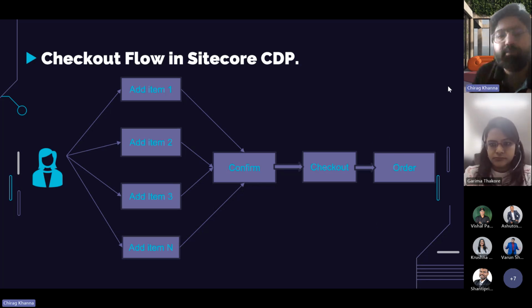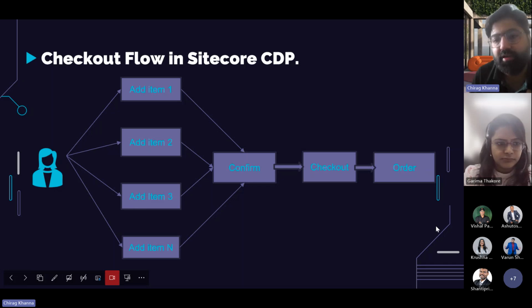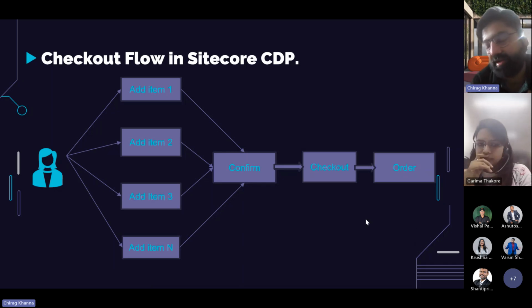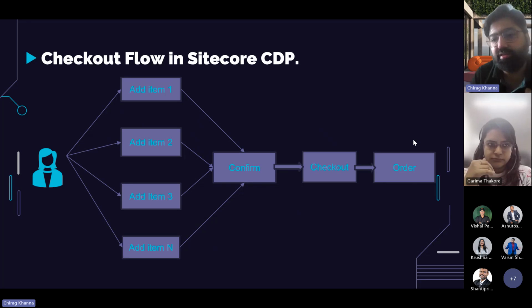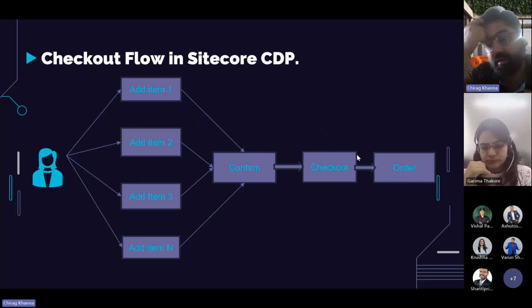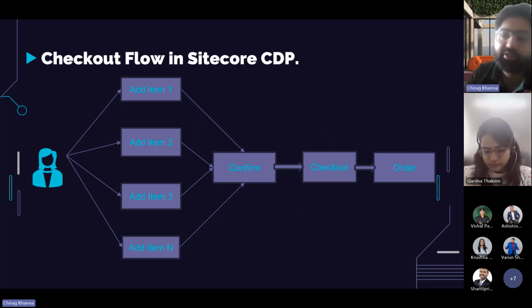So basically, we need to make sure we are following this journey to make the order successful, because we face a lot of challenges while integrating the order inside Sitecore CDP. But once all these rules which we have stated here are followed, this will make sure the order is successfully placed, whether we are working on an e-commerce website or any kind of integration where we want to add the items, confirm, and check out so that the order is placed. We need to make sure all these rules are followed.